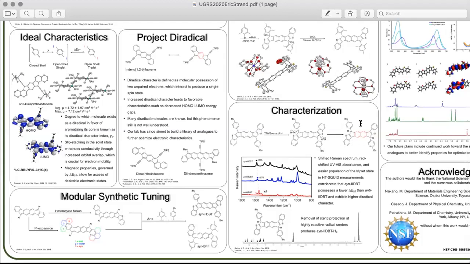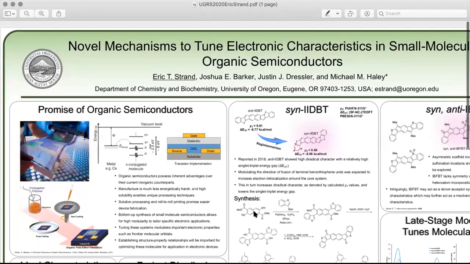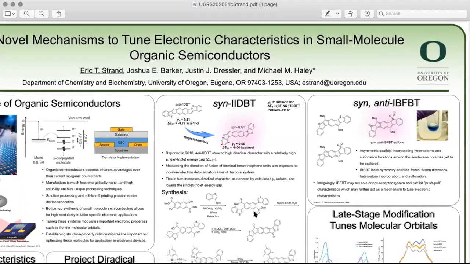So I was able to synthesize this, and you can see that the shifted Raman and redshifted UV vis absorbance corroborate that syn-indeno dibenzothiophene possesses a lower singlet triplet gap than anti-IIDBT, and also exhibits a higher diradical character. You can see the NMR was produced here, and that indicates that we did indeed synthesize this.